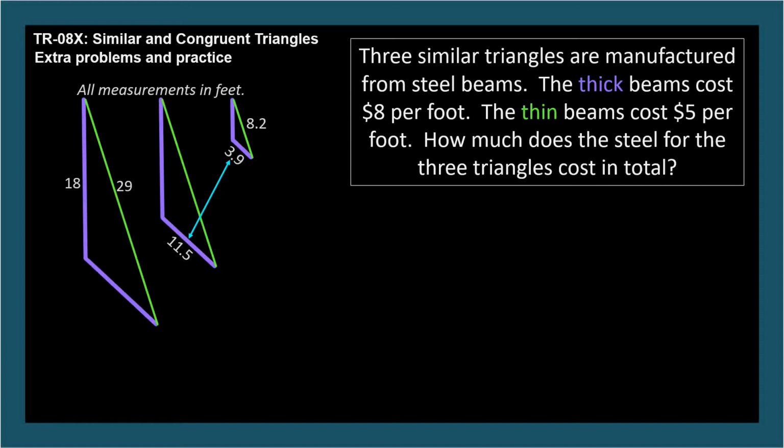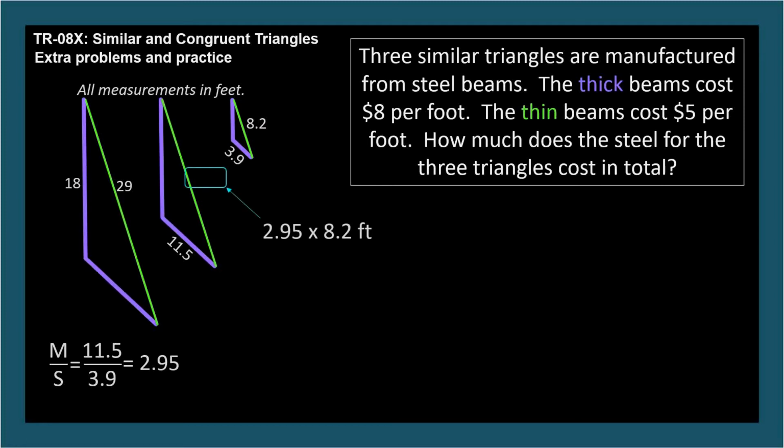So we can see that the ratio between the lengths of the sides of the medium to small triangle is 11.5 to 3.9, which is 2.95. So the medium triangle sides are 2.95 times longer than their corresponding side of the small triangle. So to find this flashing green side of the medium triangle, we'll multiply the corresponding side of the short triangle, 8.2 feet, by 2.95. That length is 24.2 feet.